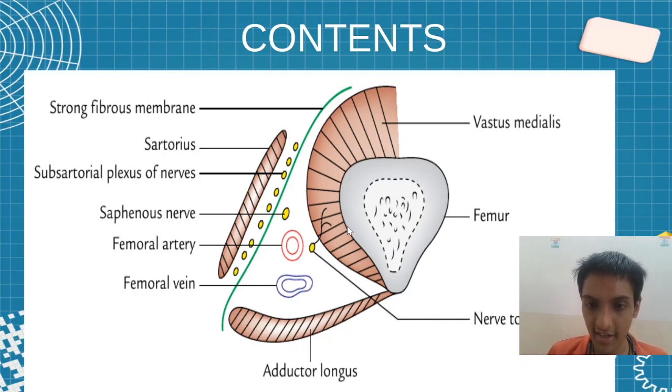Now here we are finding the femur, the vastus medialis and the nerve supplying it. This is adductor longus, the femoral vessels. We have the saphenous nerve, the strong fibrous band, the sartorius and the nervous plexus surrounding it.